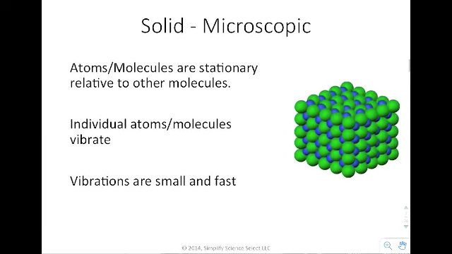On a microscopic level, the atoms are stationary relative to other molecules. So this molecule will not move relative to this molecule, but they do vibrate back and forth. But this molecule right here that I've colored red will not all of a sudden move over to this side. It doesn't work that way. They're stationary relative to one another. But they do vibrate, and those vibrations are very, very small and very, very fast. So it's a very small vibration. It's almost like on an atomic level. It's very, very small even at that level.